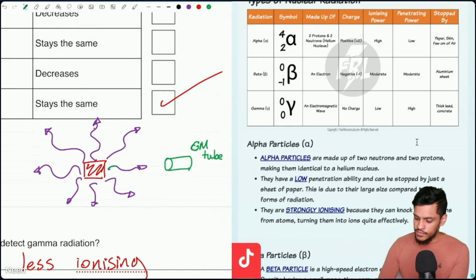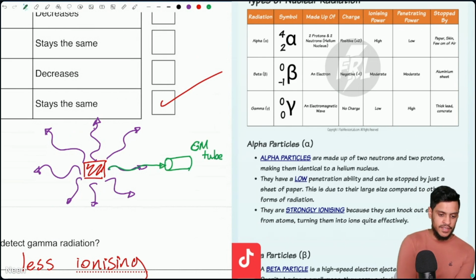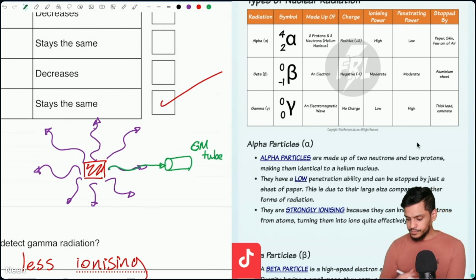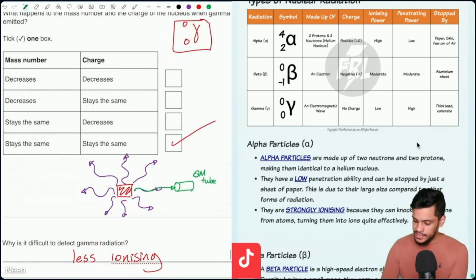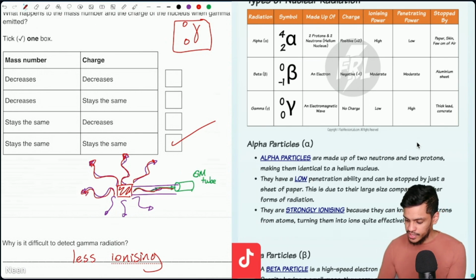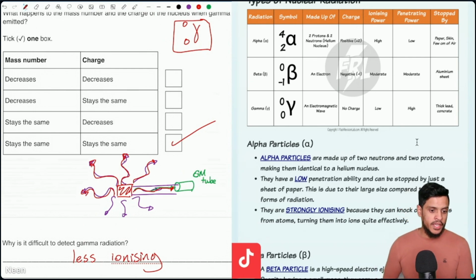You point it, the radiation goes into the Geiger-Müller tube, and every time it senses something radioactive, it clicks, it gives a reading. It doesn't give you the activity because you're only detecting the rays that are going in this direction. Look at all the other rays coming out. You're not detecting any of these. So because you're only detecting the ones that are directly hitting the GM tube, it's always going to be lower.